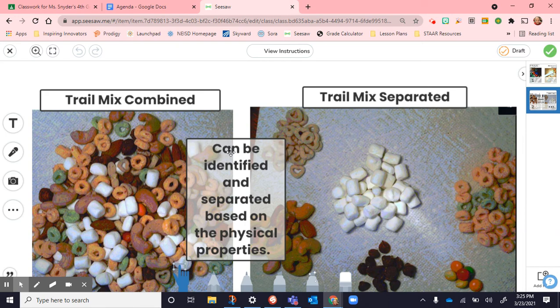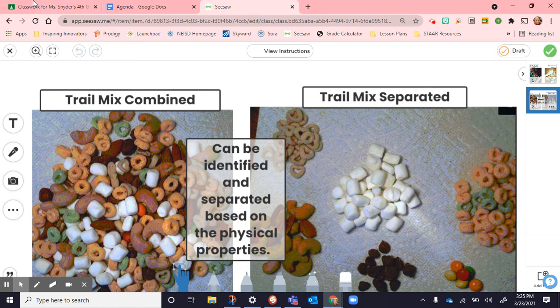And again, these can be separated and identified by looking at their physical properties. So I knew to put all the marshmallows together because it's all the things that have this look, this shape, this color. And so it was easy to identify those. When you create a mixture, you're not creating a new substance. Everything's staying the same. All those physical properties are the same, and so it's easy to separate them back out. So that was our trail mix. And then, like I said, we're going to continue to add pages to this. So just let this sit here.